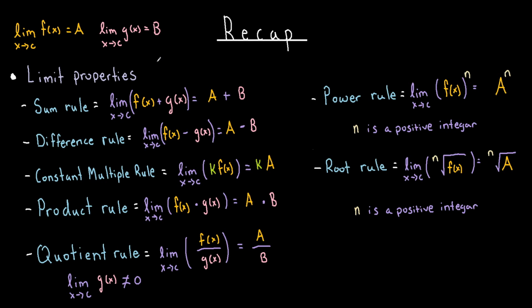So in a recap, if we knew that the limit of f of x as x approaches c is equal to a, and that the limit of g of x as x approaches c is equal to b, then we will get these limit properties, which will be useful when we solve future limit problems.